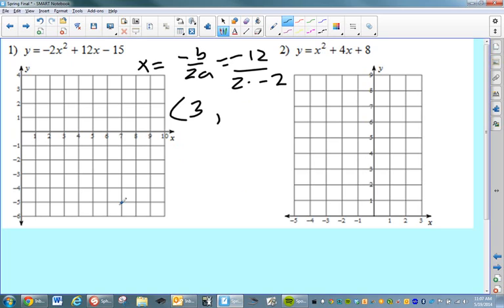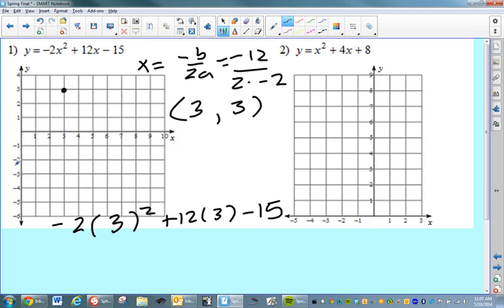I need to find my y value. Well, anytime you have an x value, you're going to find a y value, just plug that x value in. I would definitely use my calculator for that, and I would do negative 2 open parentheses times 3 squared plus 12 times 3 minus 15. I type all that out, making sure I use parentheses correctly into my calculator. I already know the answer. I did this earlier. So that's the vertex of my parabola. So I go to 3, 3, and I put it down.